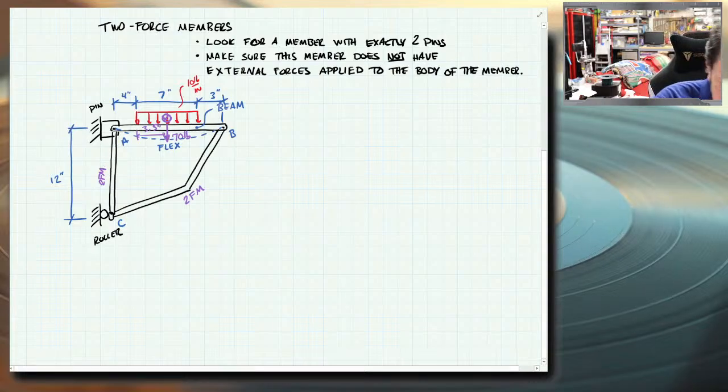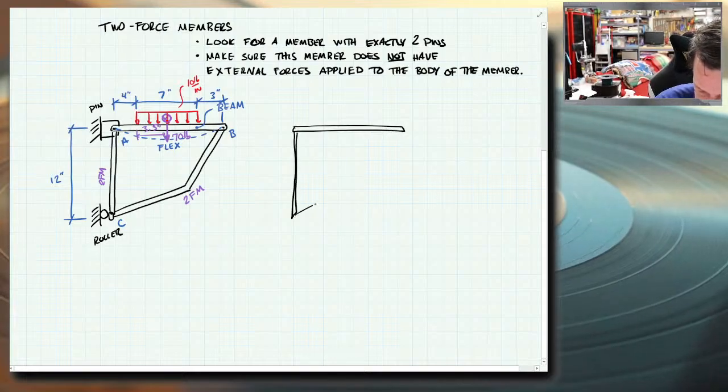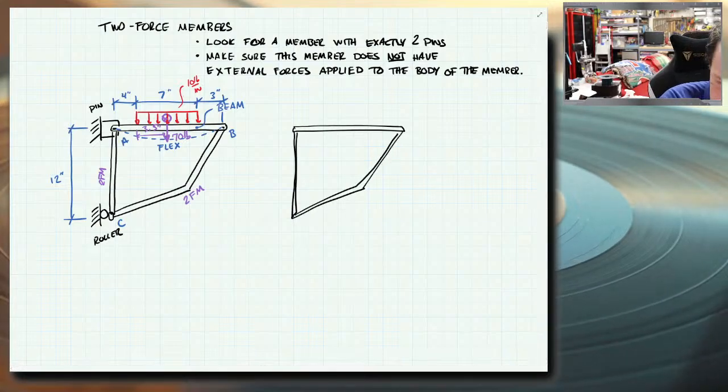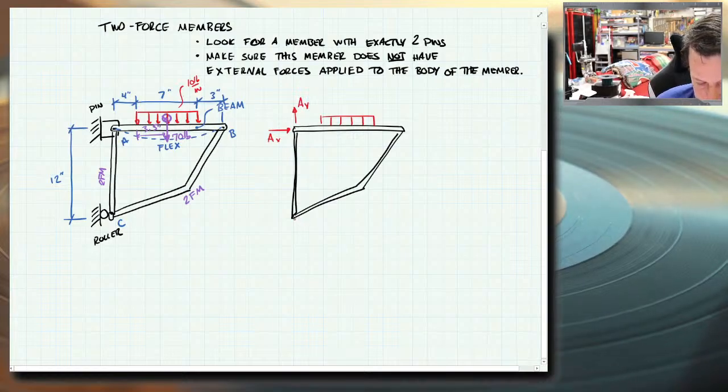So let's just go over to the side and put our forces on here. And the pin at A will have AX and AY. The roller at C can only react horizontally, so we'll have a CX.